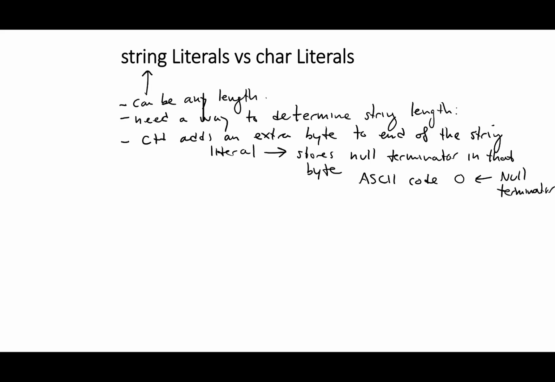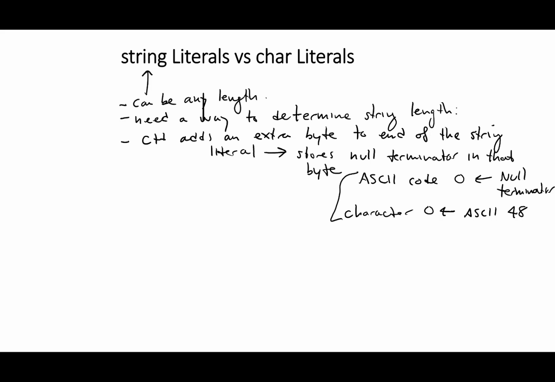And if you look at the ASCII code table, you'll see that the null terminator is different from the character 0. So let's say we have the character 0, this is the ASCII code 48. If you look up ASCII code 0, it says it's the null terminator. If you look up the ASCII code 48, it says it's the character 0. So these are different. The null terminator isn't the character 0.